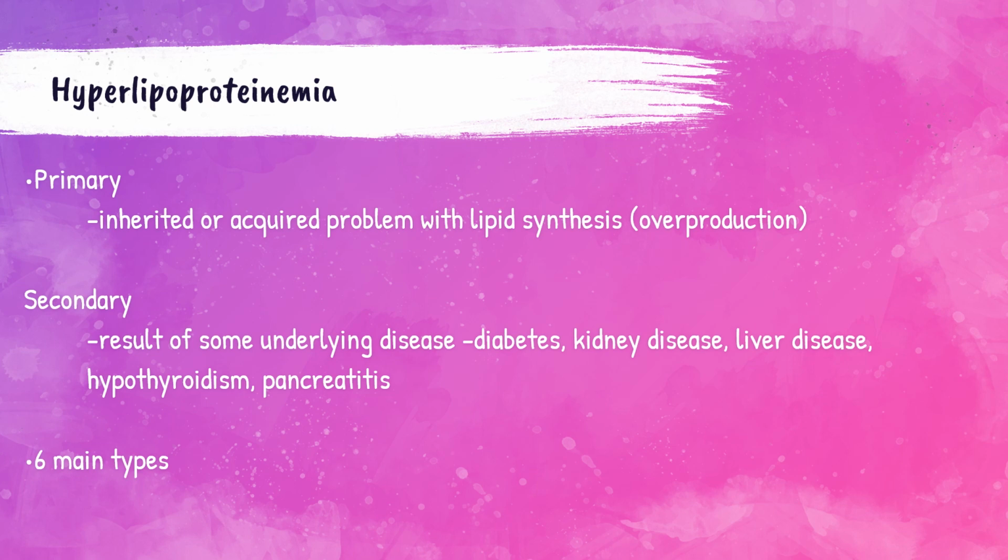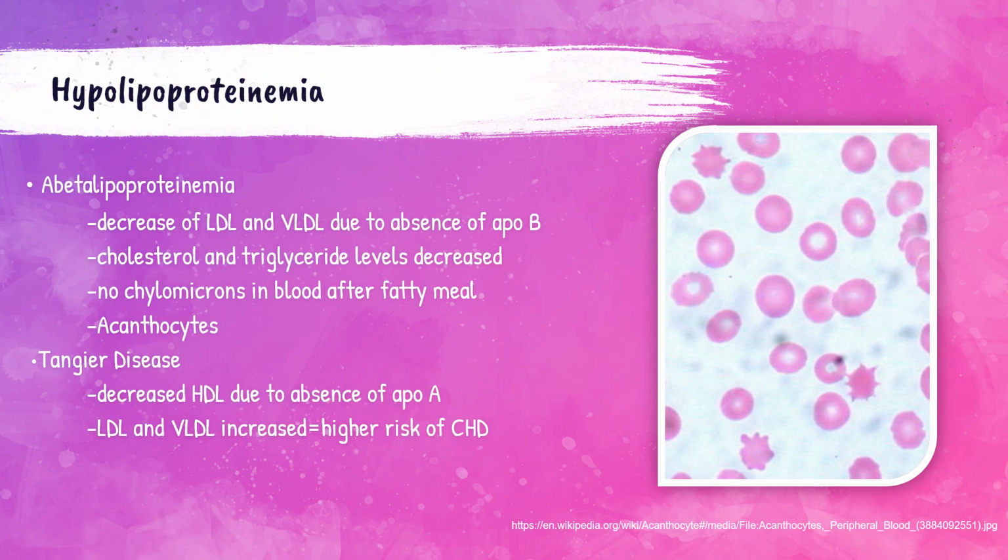There are 6 main types of hyperlipoproteinemia, which is an increase of those lipoproteins, and there are 2 types of hypolipoproteinemia. Hypo means a decreased level, so this is a decreased level of lipids in the blood, and both of these you do need to know. These disorders are Abetalipoproteinemia and Tangier disease.